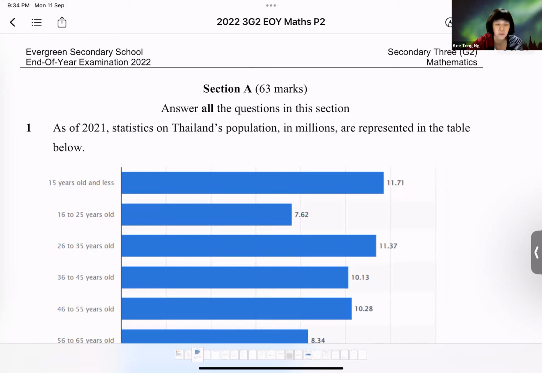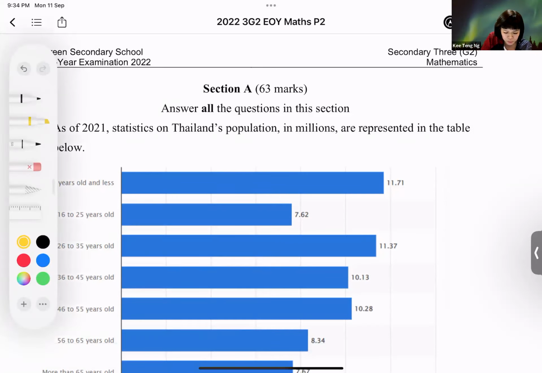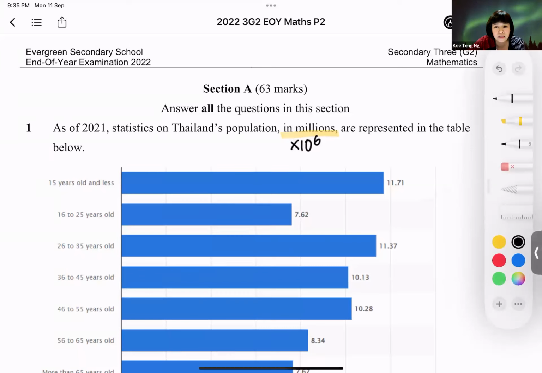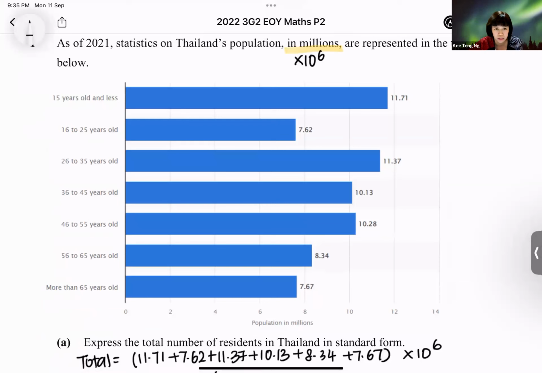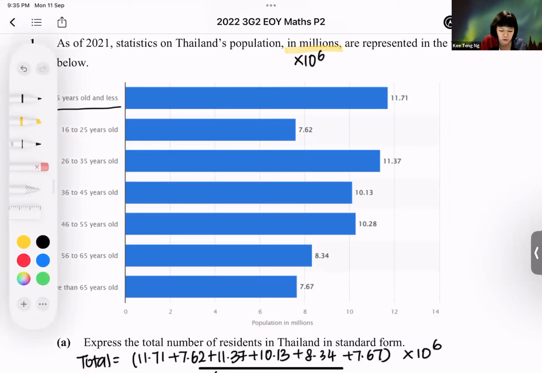Okay, let's begin with our first question. Part one, question number one. In 2021, this is the statistics for Thailand, but all these numbers over here are represented in millions. So this one you need to know what is the standard form for million. Millions means there are 6 zeros, so this will be times 10 to the power of 6. And these are the following that's represented in the table over here. So you got so many different data, and you have different years.